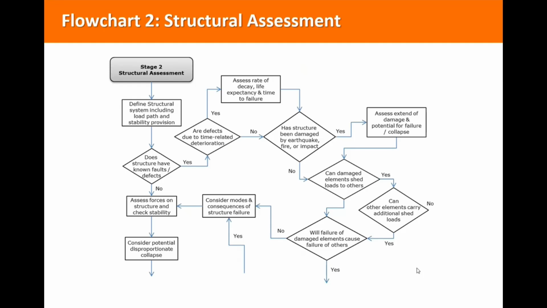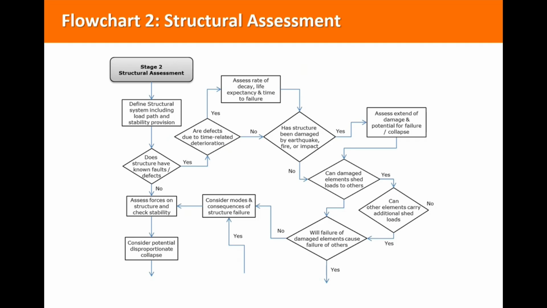Stage 2 is a structural assessment. So you're not just looking at the building now, you're actually doing some numbers, or will do. So it's a qualitative assessment of the structure. So does the building have any known faults or defects?